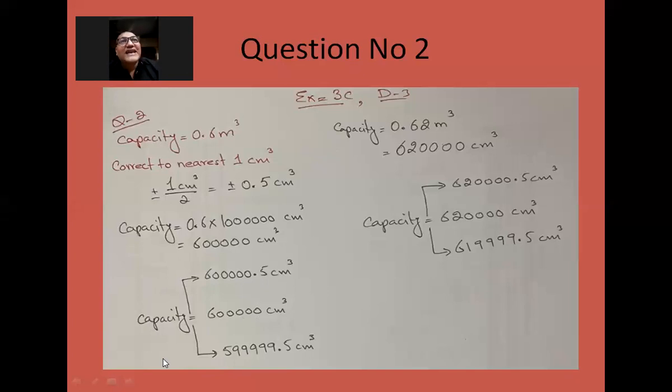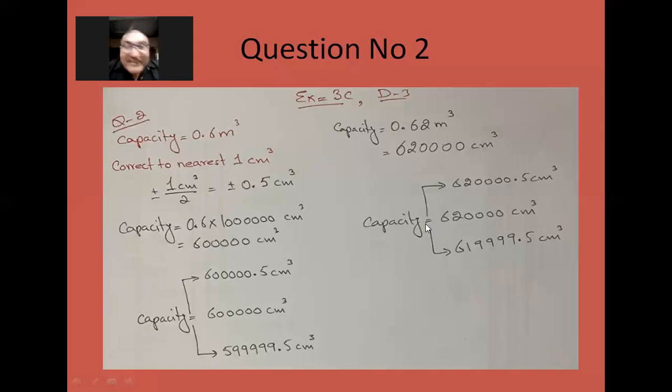But when you look at the answers given at the end of the book, you will realize that this number, the main capacity, was not 0.6 meter cube. Actually, it was 0.62 meter cube. So here I have done it again, so I can show you that the capacity of the tank was supposed to be 0.62 meter cube. So I have solved it with this number also.